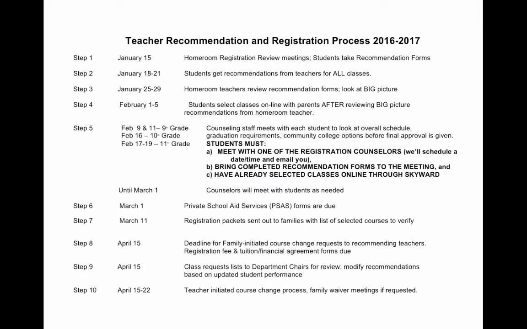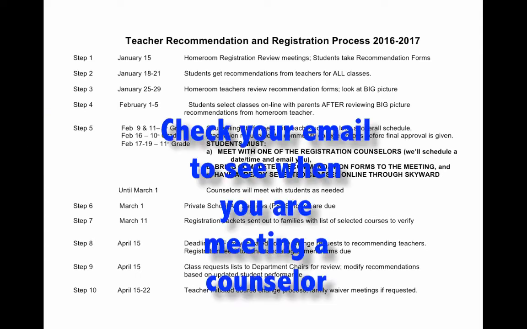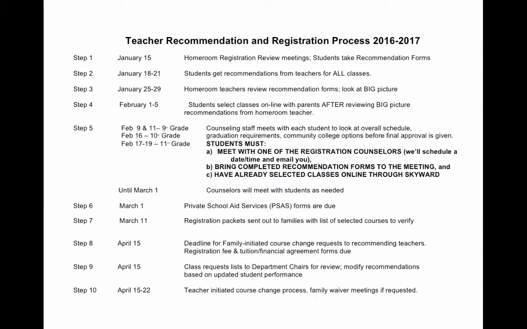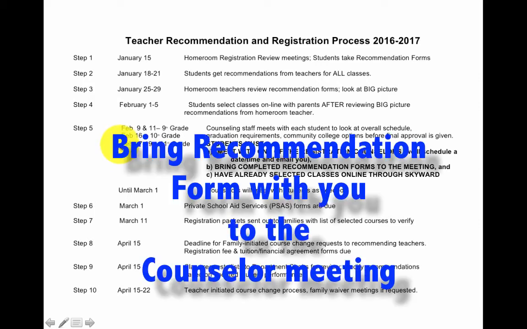All right. Step 5 then, what you're going to do is you will come in and meet with one of the counselors, one of our registration counselors. We're going to have 4 this year. Last year we had you sign up for a date and time. This year we're going to assign you a date and time. So freshmen, looks like we have February 9th and 11th. We're looking at that time for you right here. Sophomores, February 16th. And then juniors, somewhere between February 17th and the 19th.